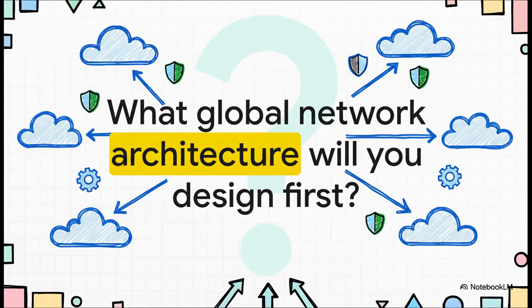Got it? Good. And that is a wrap on the AWS Transit Gateway. It is a truly fundamental service for building networks on AWS that are scalable, secure, and actually manageable. So now you've got the building blocks. The only question left is what awesome architecture are you going to design first?